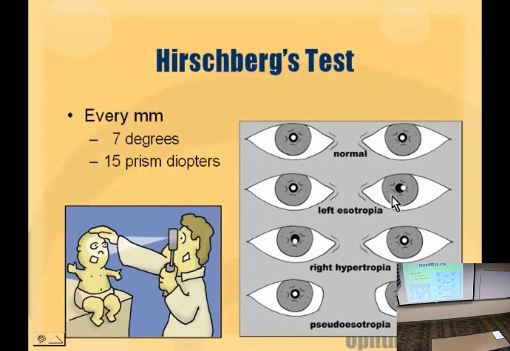However, if you have one eye that's deviated, for example, this left eye is turned inwards, it's a left esotropia, then you can see that the light reflex is not quite over the pupil like it's supposed to be. In this case, the right hypertropia, the right eye is up a little bit, and you can actually estimate the amount of deviation. And the rule is for every millimeter that this light is off center, so in this case, if this was 1 millimeter off of the pupil, equals about 7 degrees of misalignment or 15 prism diopters, and this is the measurement that we actually use in clinic, prism diopters. So we'll go over prisms in a second, but the Hirschberg test is very useful.